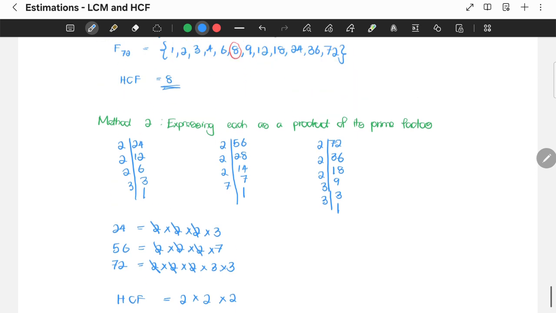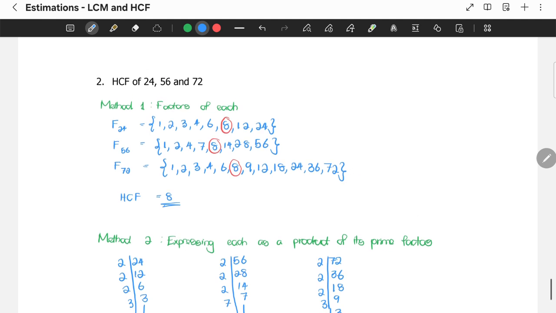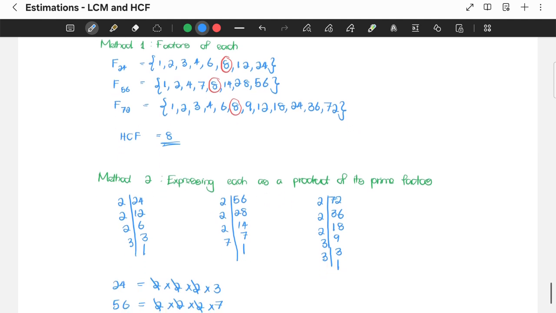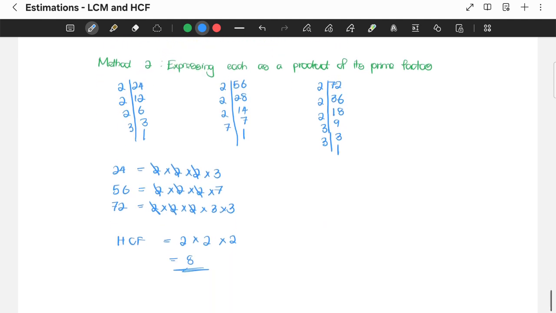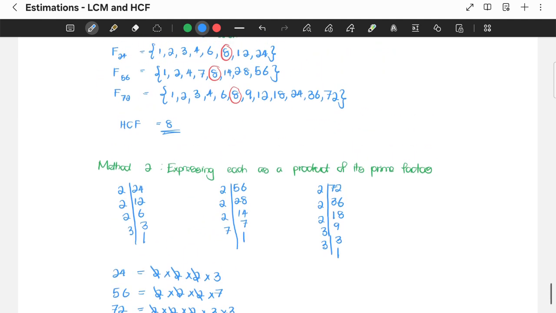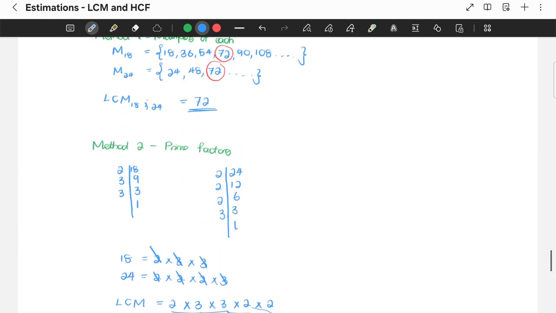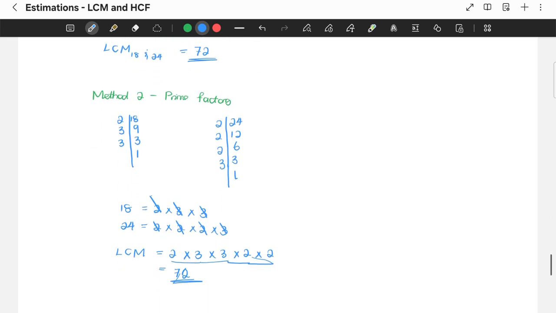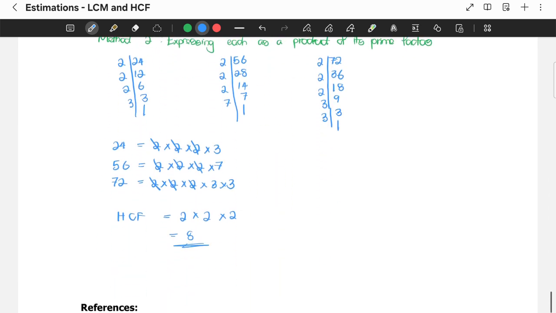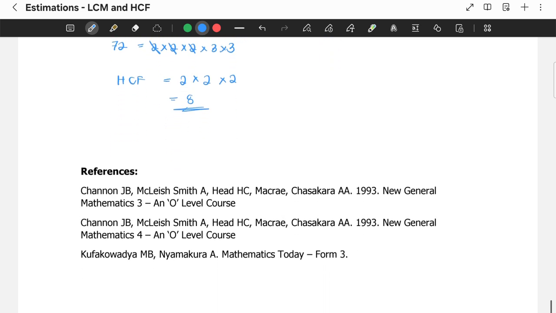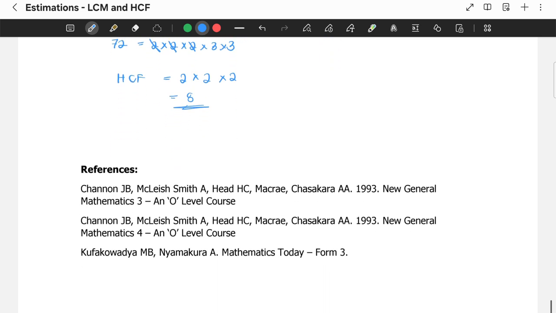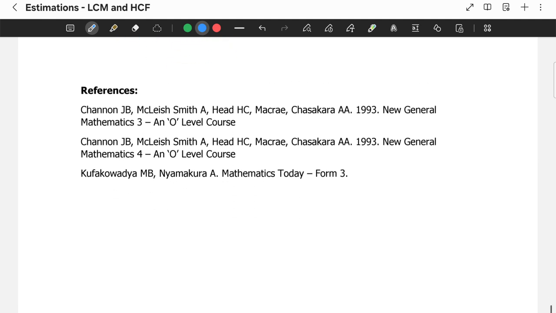So now our highest common factor is 8, which is the same as we found when we expressed all the numbers by their factors. So those are the two ways that you can find highest common factor and lowest common multiple. You can choose whichever one is easier, whichever one you understand. And for more examples, you can also refer to the textbooks that are available or used in most of the questions for the ZIMSEC syllabus.